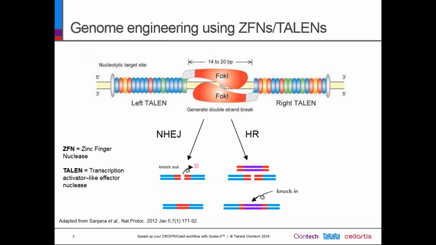So these are enzymes which are composed of one DNA recognition domain and then the cutting domain here, which will induce the double-strand break. And then again, the cell will do the rest and repair this double-strand break using non-homologous end joining or homologous recombination. And you can use these enzymes to create knockouts or knock-ins.